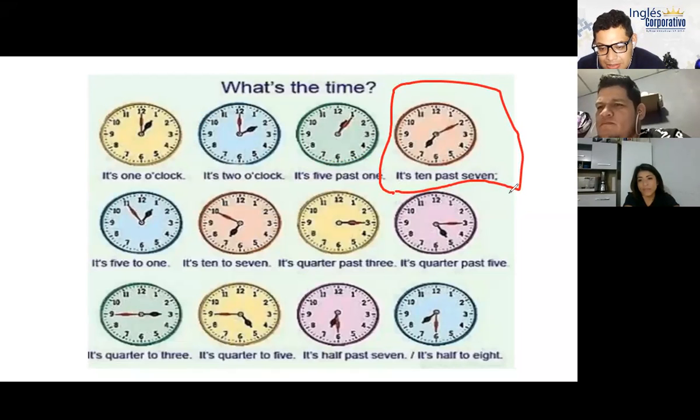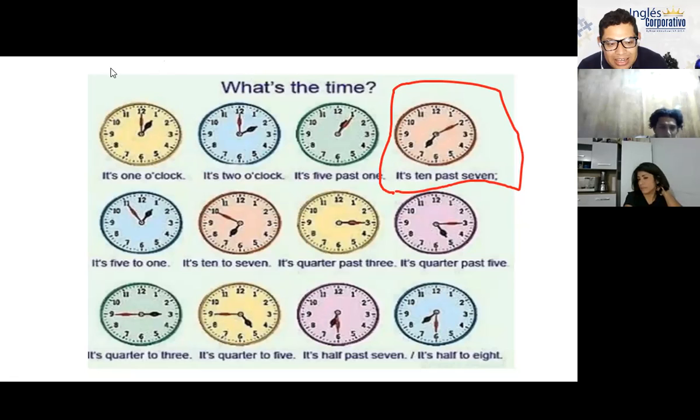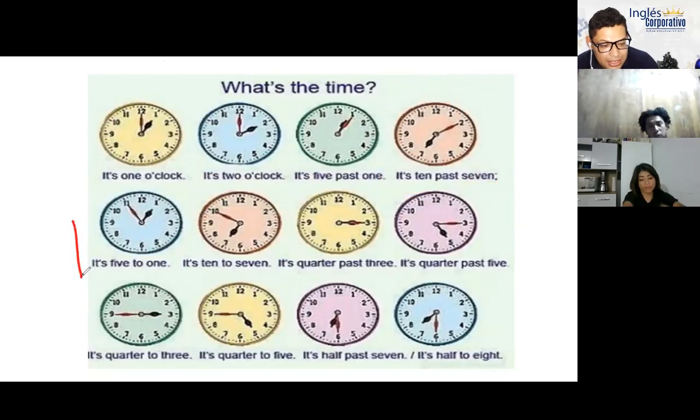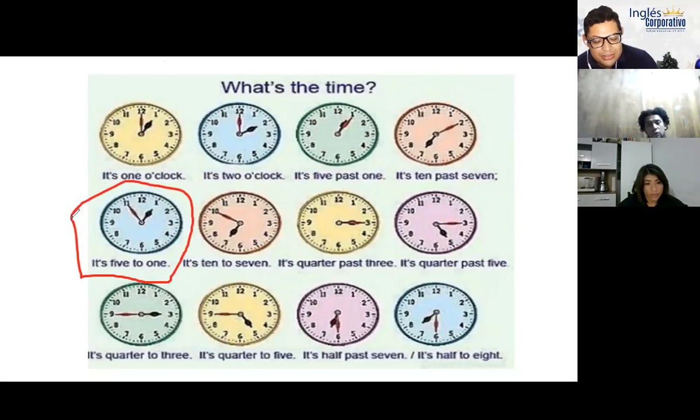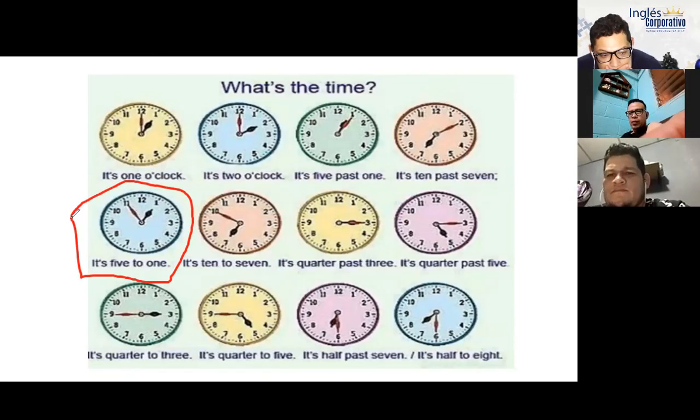It's 7:10. Exacto. Entonces ustedes ya manejan las dos formas. Manejan la forma básica y ya la forma un poquito más profesional para decir la hora. Muy bien. That's the way. Siguiente. Decimos it's 5 to 1. Otra forma para decirlo, ¿cuál sería? It's 12:55. Excelente. Porque serían las 12:55. Entonces, it's 12:55. Muy bien.